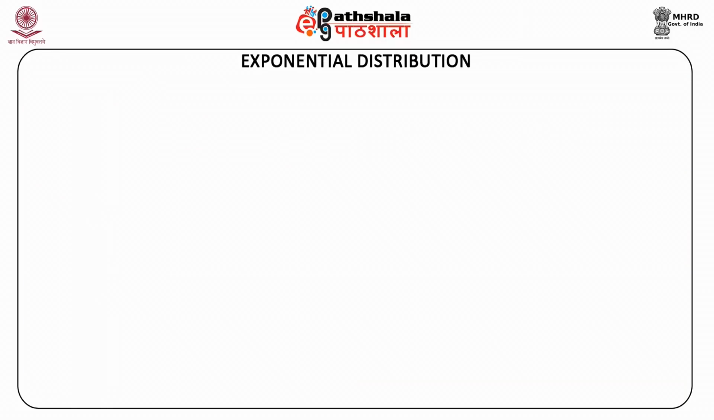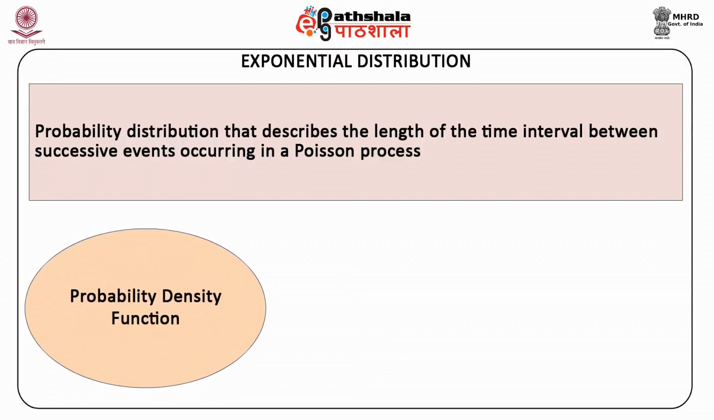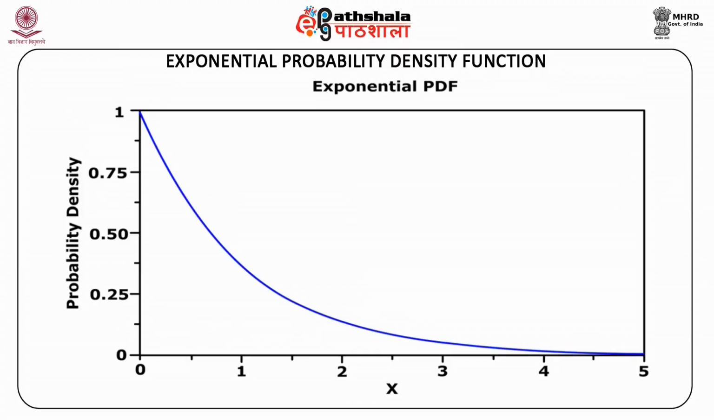Further, moving on to exponential distribution. The exponential distribution is the probability distribution that describes the length of the time interval between successive events occurring in a Poisson process. The formula for the probability density function of the exponential distribution with parameter lambda is f(x, lambda) equal to lambda e to the power minus lambda x when x is greater than or equal to 0, and is equal to 0 when x is less than 0. The figure is the plot of the exponential probability density function.